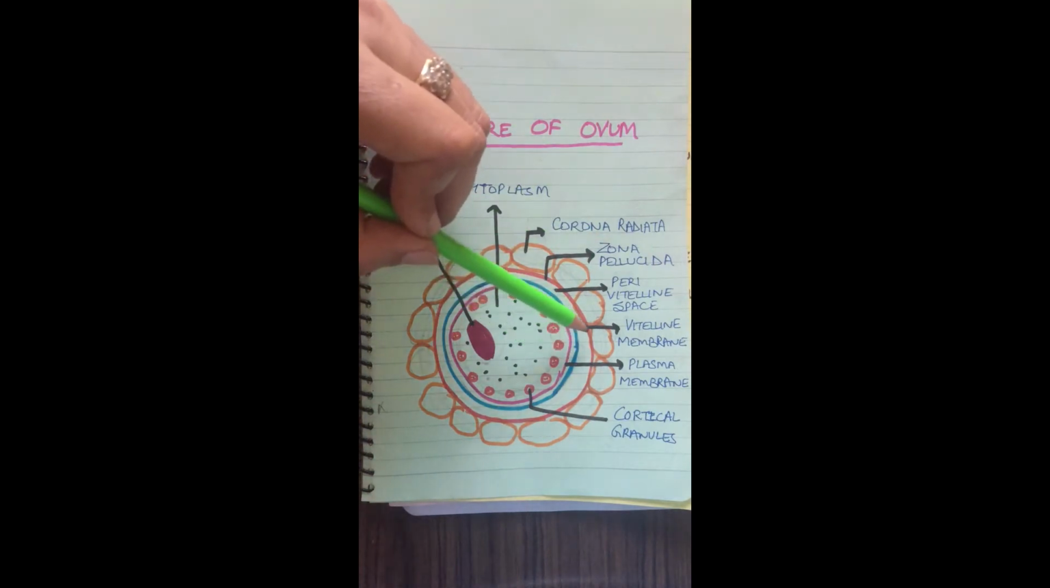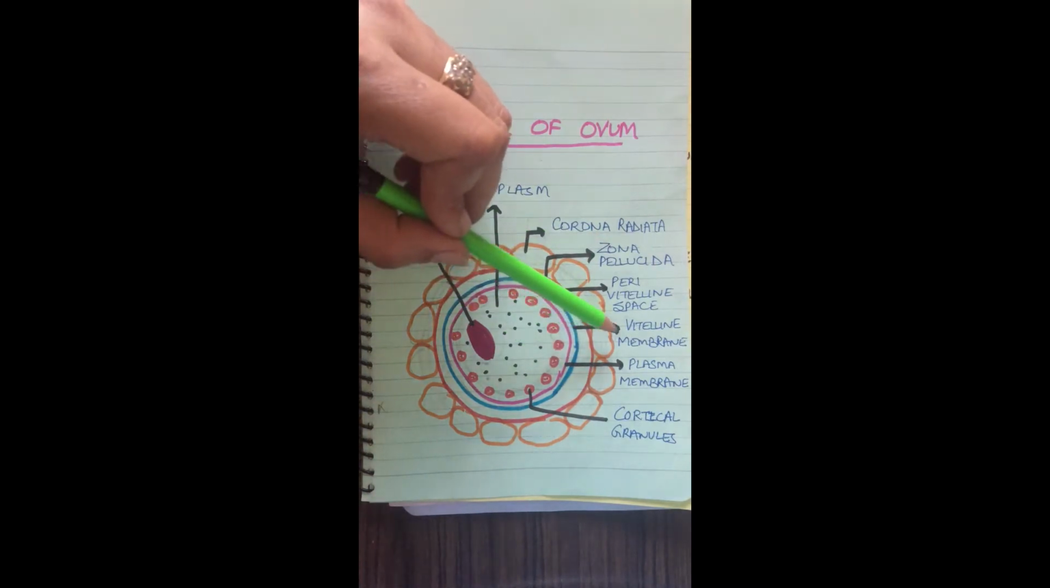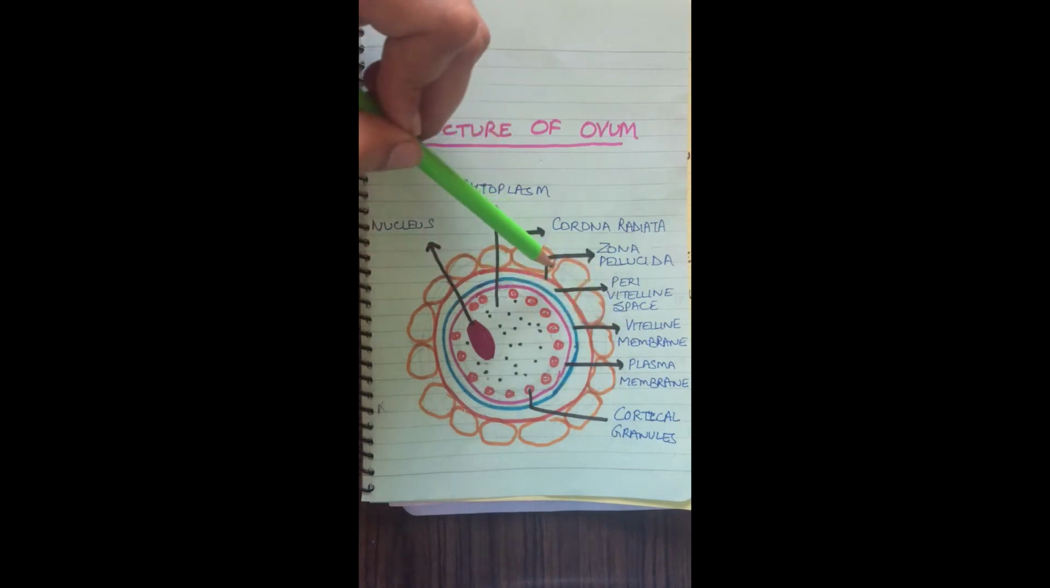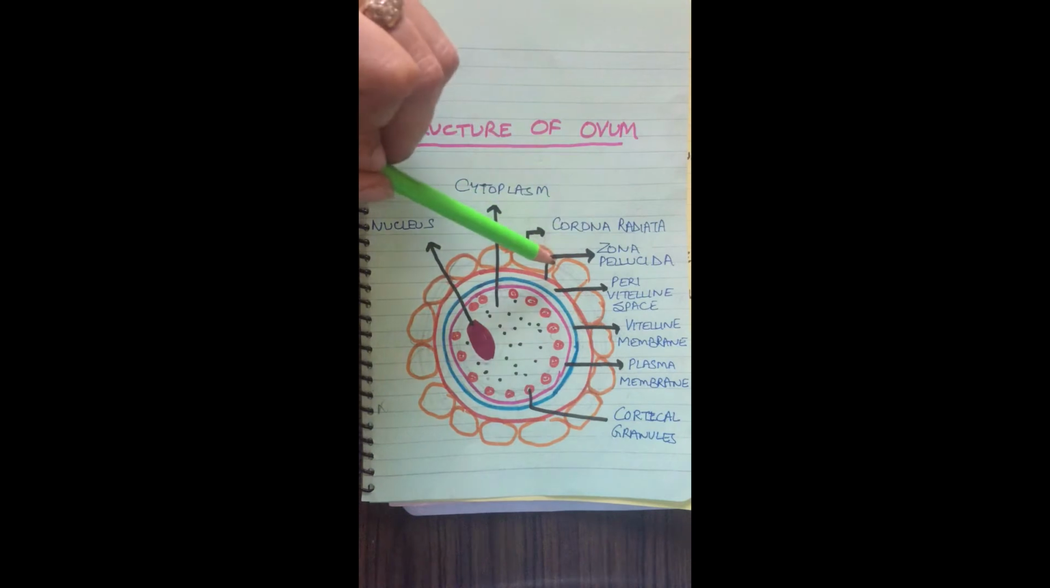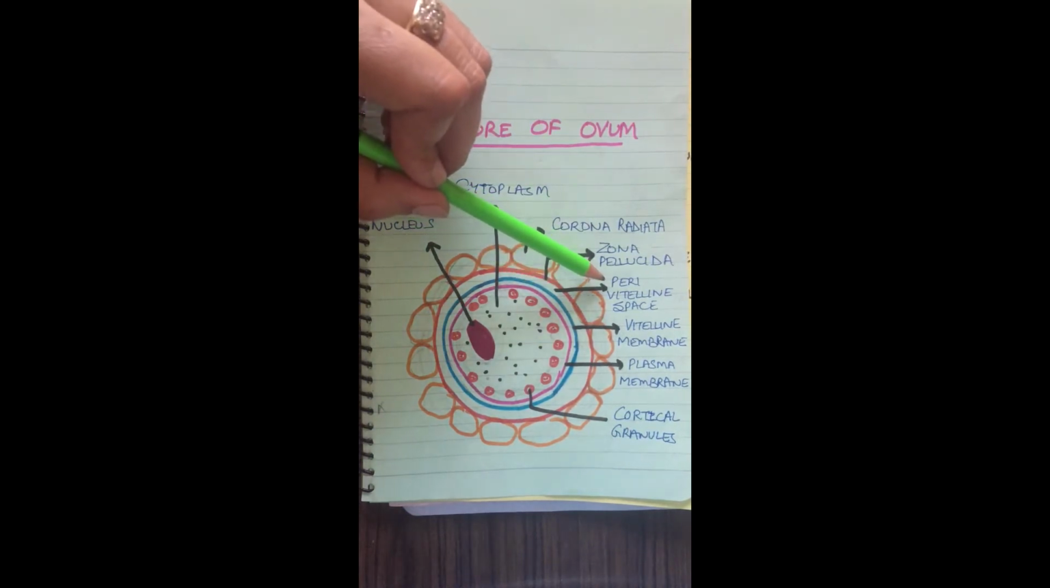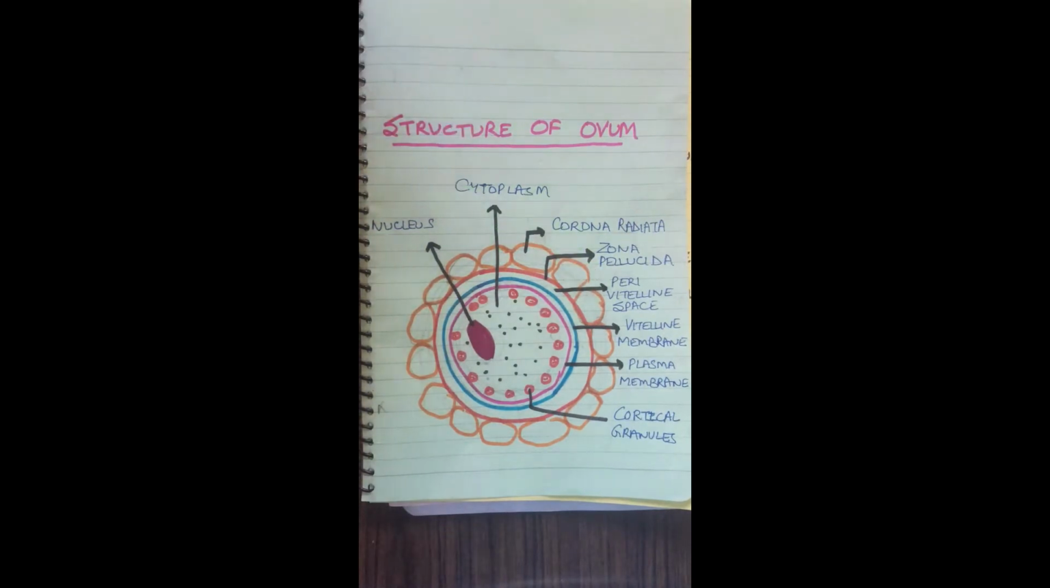Then next to the plasma membrane on the outside is the vitelline membrane. And next to the vitelline membrane, there is another membrane called the zona pellucida. And in between these two membranes, there is a space which is called the perivitelline space.